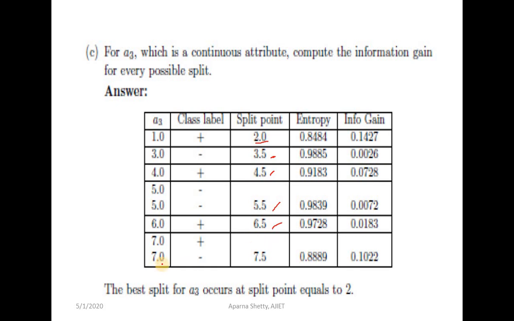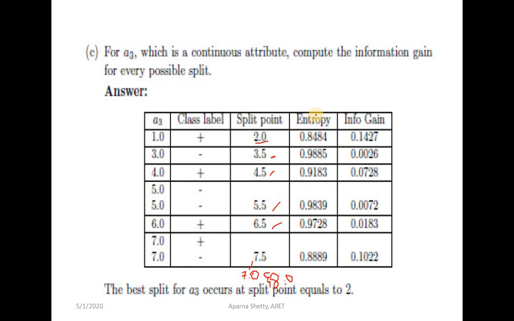Next, you remember that I had left out the last value 8.0, correct? Now when we write the split point, consider the midpoint between 7.0 and that last value 8.0, which you have not written over here. Here I have not written 8.0, so I have to find the midpoint between 7.0 and 8.0, that is 7.5. Okay, so once we have found the split points, next we have to calculate the entropy.